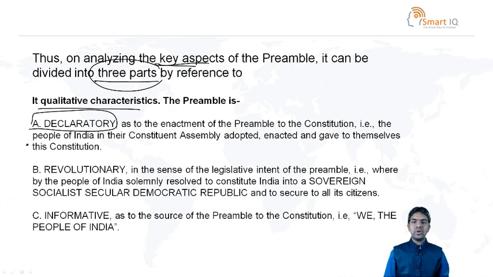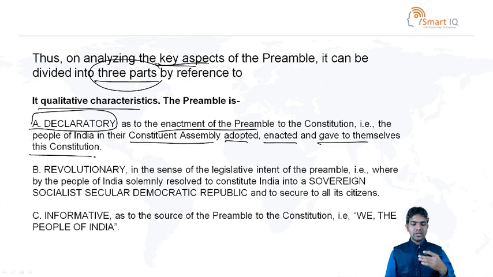What is meant by declarative character? The declarative character relates to the enactment of the preamble of the Constitution. What is that enactment? It is the people of India, in their Constituent Assembly, adopting, enacting and giving to themselves this Constitution. That is the declaratory characteristic.